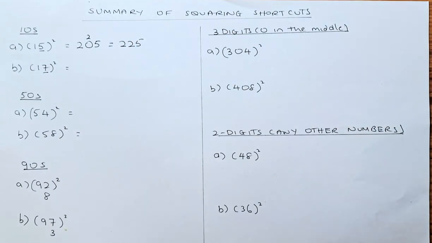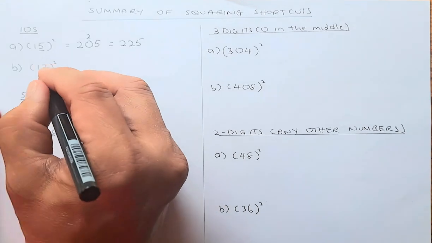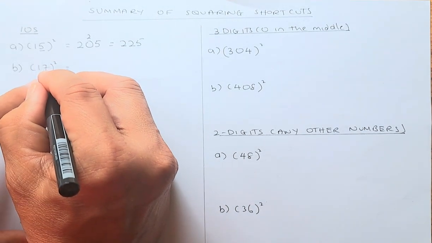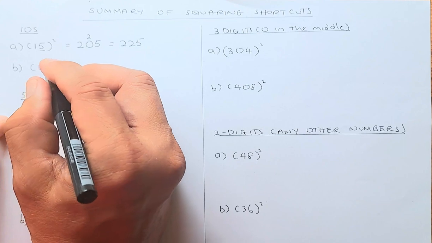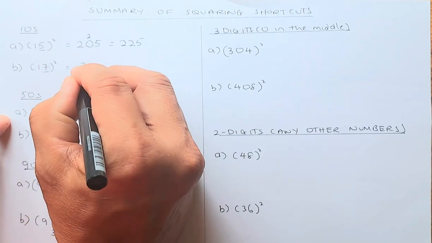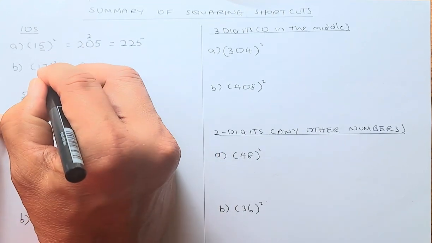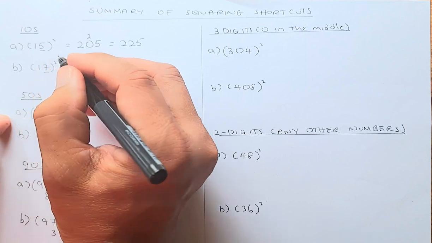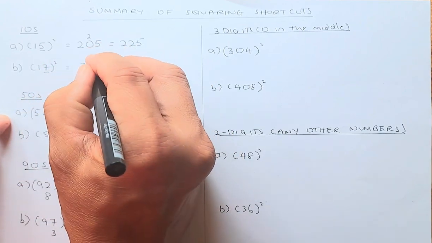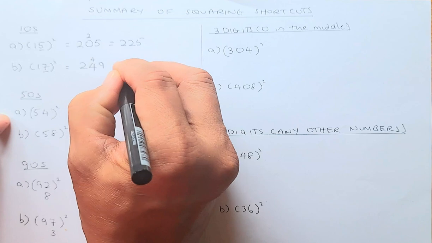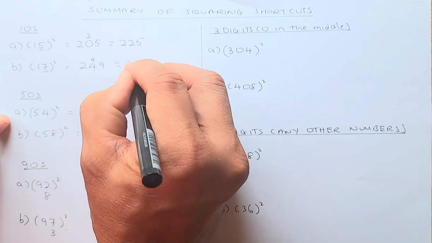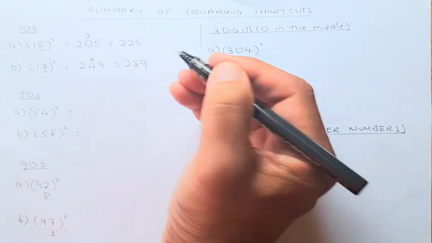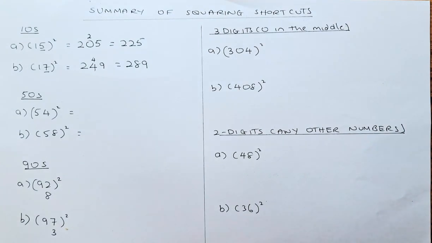Similarly, for 17 squared, the last digit is 7, so 17 plus 7 will give you 24. And then you multiply 7 by 7, or 7 squared, which is 49. That's how you write 4 and 9 there. And when you add them up together, it's going to be 289. That is how you square numbers in the tens.